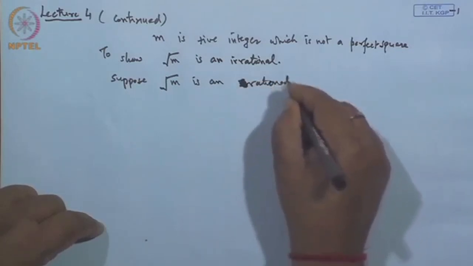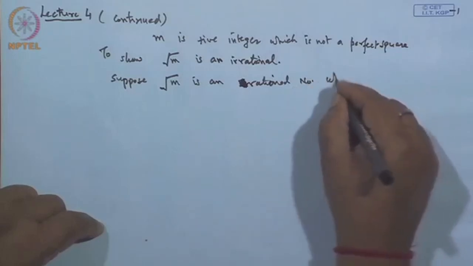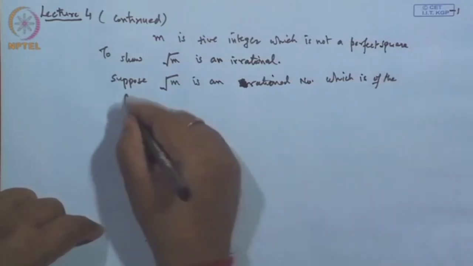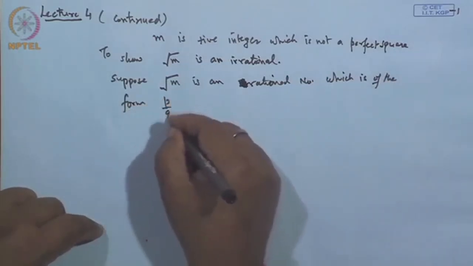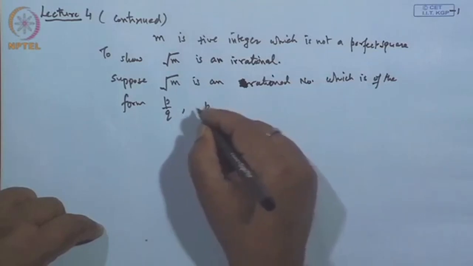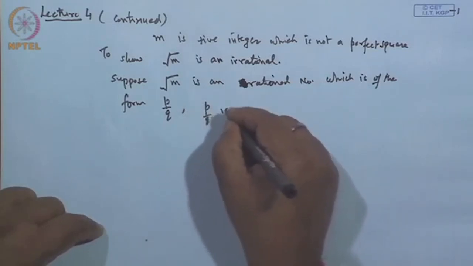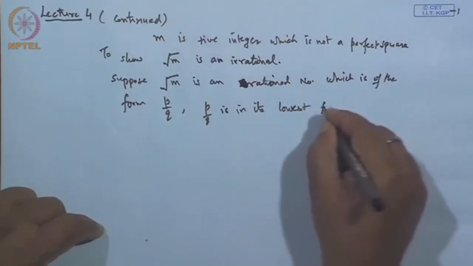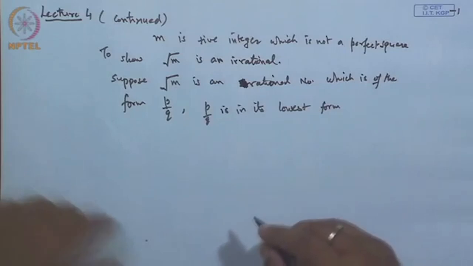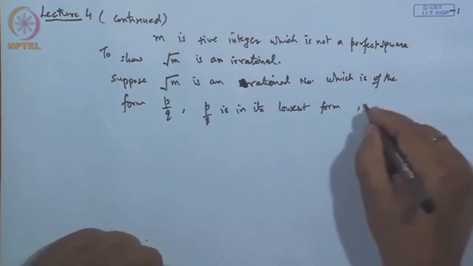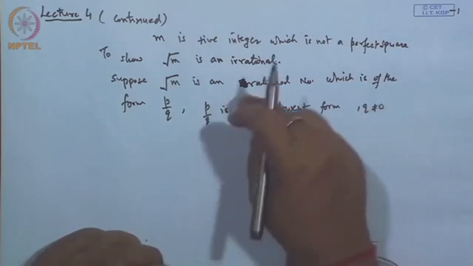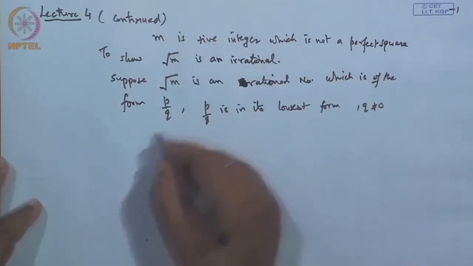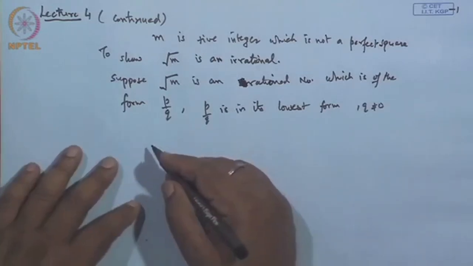Suppose it is a rational number, which is of the form, say, p by q, where p by q is in its lowest form and q is not equal to 0. There is no common factor between p and q. So this number p by q is a rational number.